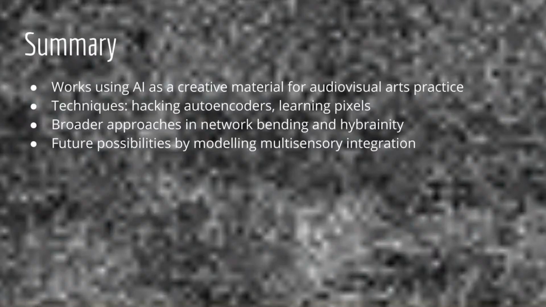In summary, this presentation has been about the use of artificial intelligence techniques in audiovisual practice. We've seen some examples from artists who use AI techniques in their work and looked at how AI can be seen as a creative material. We've looked at some different techniques for mapping between different domains using machine learning models, and looked at some broader techniques which focus on how to hack and manipulate models for different creative effects.